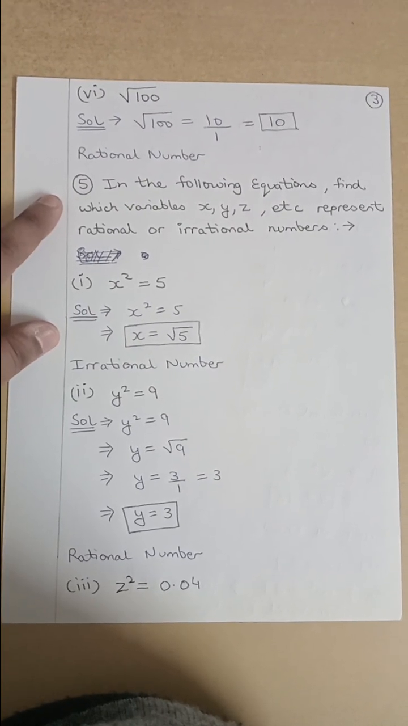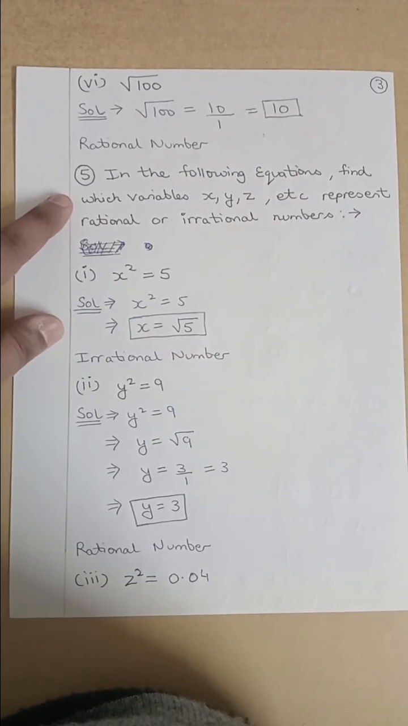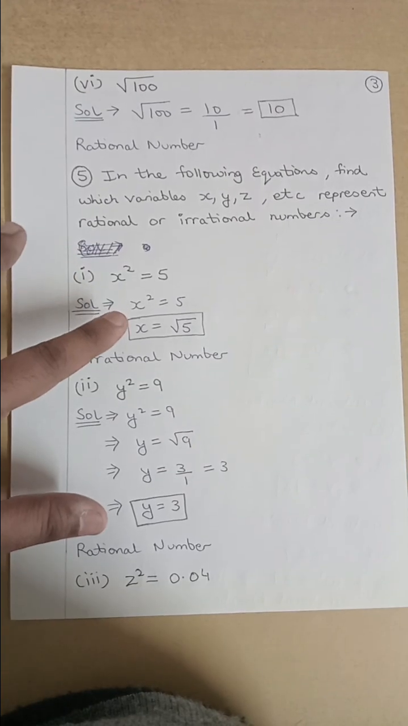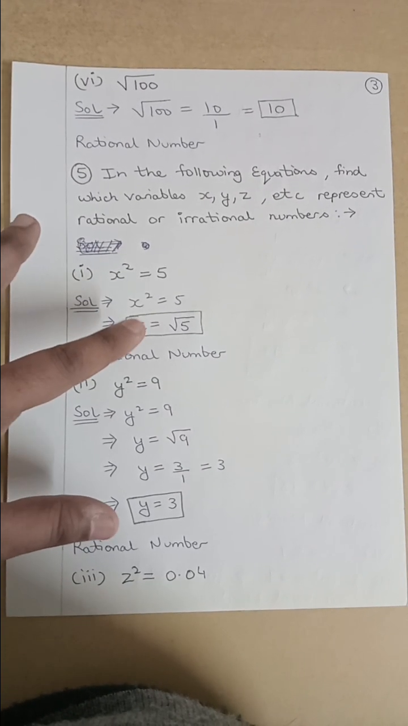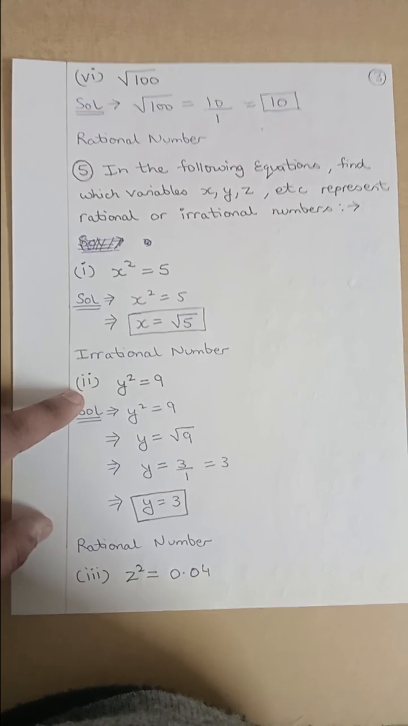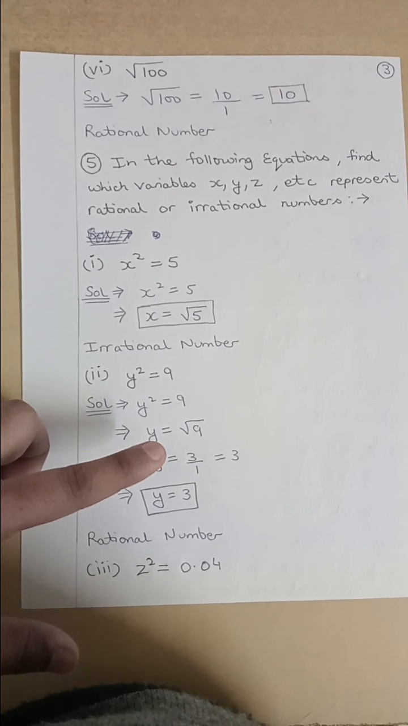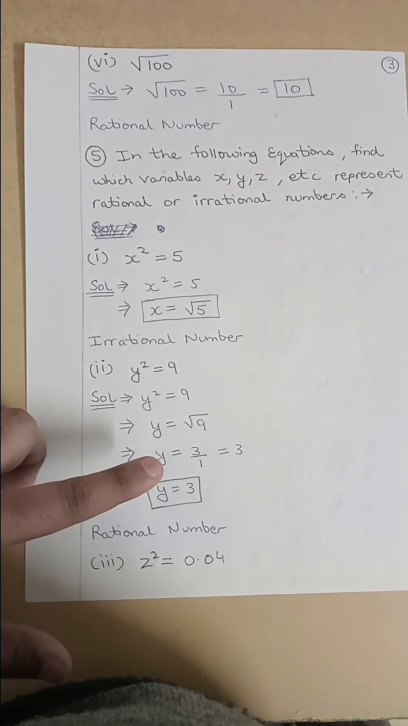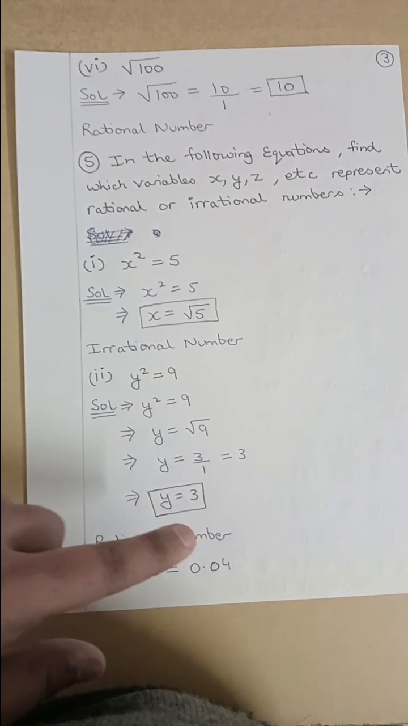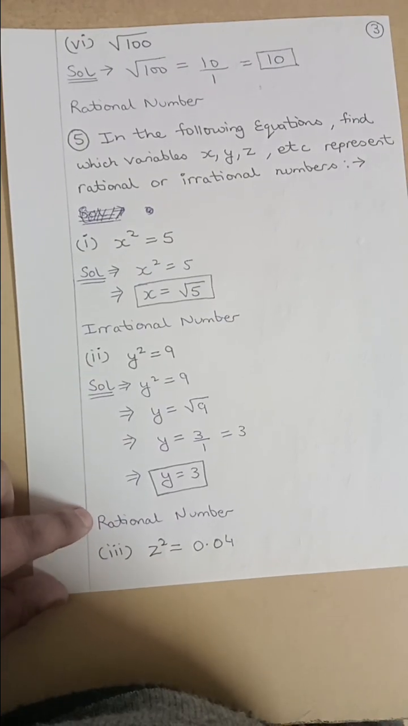Fifth question. In the following equations, find which of the variables x, y, z, etc. represent rational or irrational numbers. First, x square is 5, so x becomes root 5, hence it is an irrational number. Second, y square is 9, so y becomes root 9. Root 9 is 3 upon 1, which is 3. So y is equal to 3. Hence, it is a rational number.